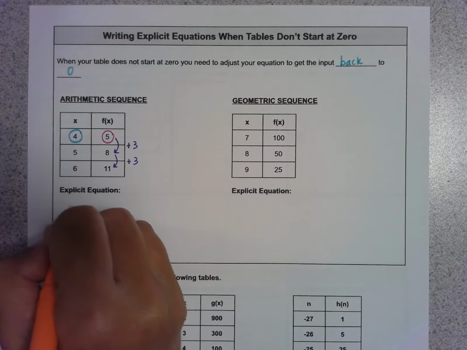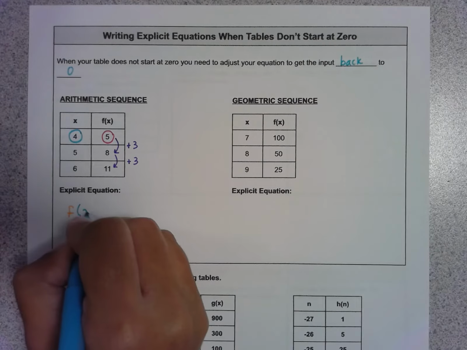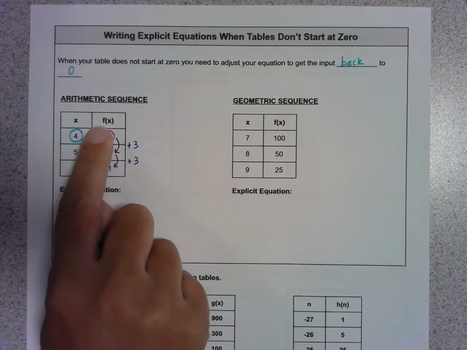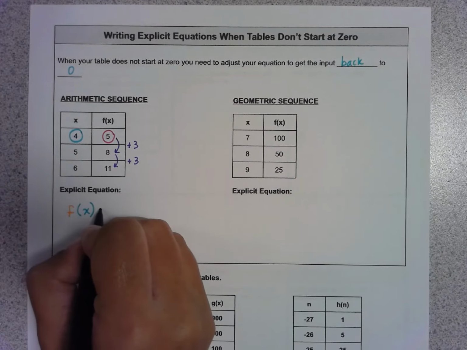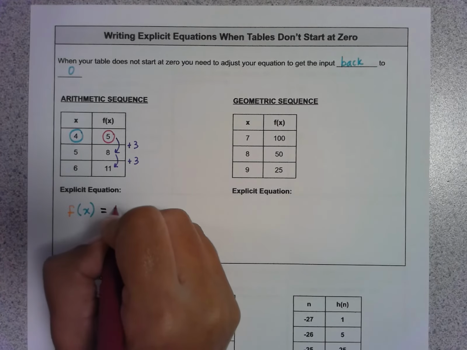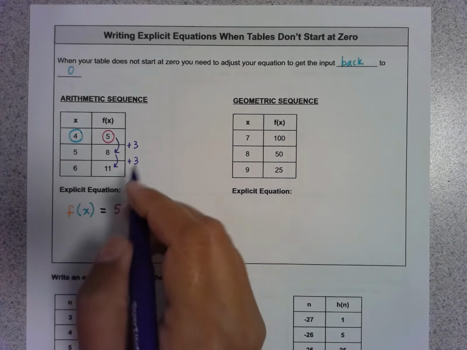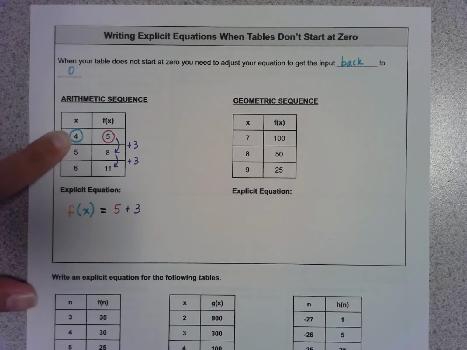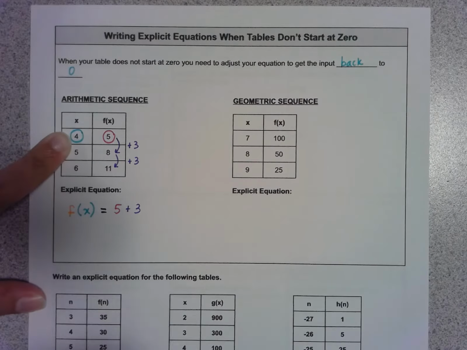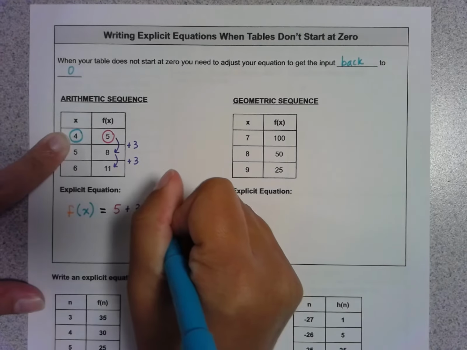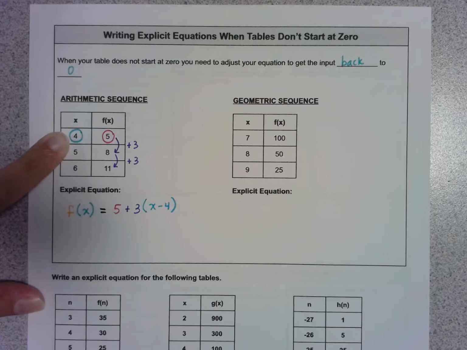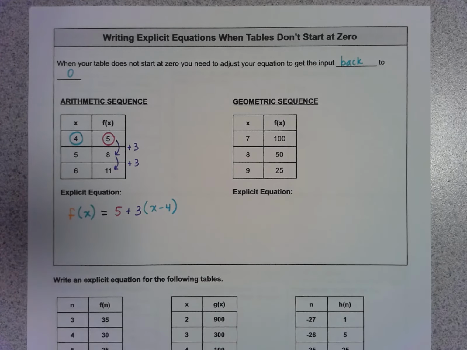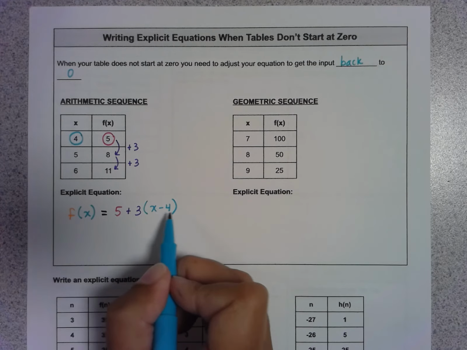We're going to say f of x, because output, input, equals, start with 5, add the 3. So far everything is the same as what we've been doing, but then we need to get back to 0. If this is a 4, then to get to 0, we need to subtract 4. We need to back it up 4 spots. So we would say x minus 4. All you have to do is get back to 0. So you have to do x minus 4.